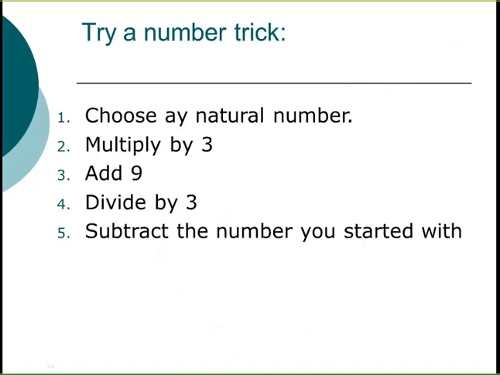So here we're going to try another trick. We're going to choose any natural number, multiply by 3, add 9, divide by 3, subtract the number you started with. So let's start with a natural number. Natural numbers are whole numbers like 1, 2, 3, 4, 5, anything like that. So let's start with 7. So multiply by 3. Okay, 7 times 3 is 21.